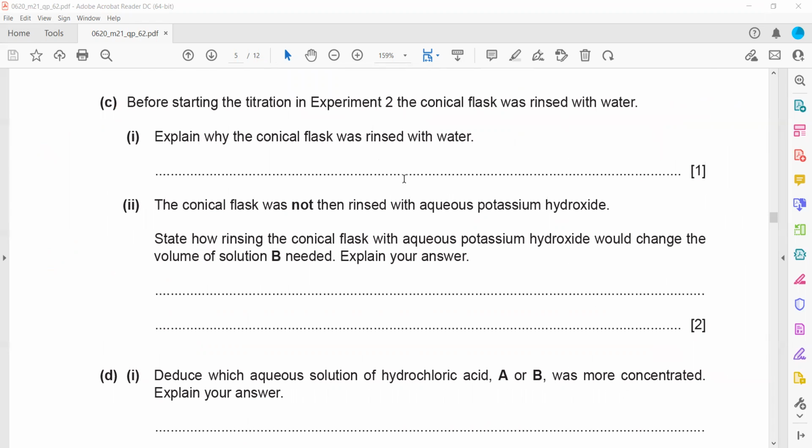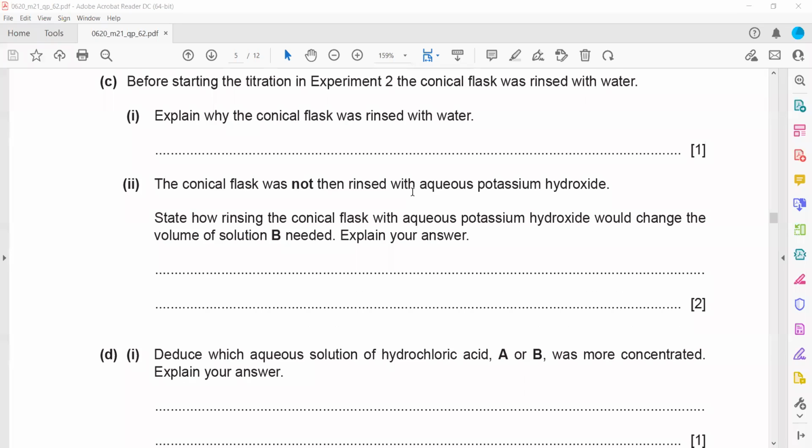Then, before starting a titration in experiment 2, the conical flask was rinsed with water. Why is the conical flask rinsed with water? What is the reason why we are washing the conical flask with water? Just to remove the impurity or the residue from experiment 1. So the main purpose is to remove the contents from the first experiment. That's why we are rinsing it with water.